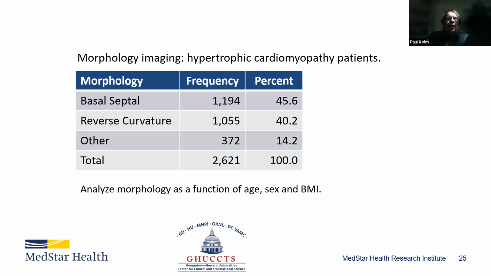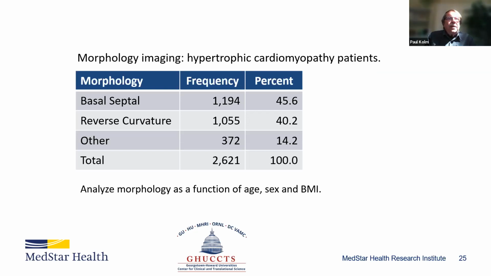So I want to go over a couple of examples, because interpretation where you have more than two categories is a little trickier. I want to use an example from our hypertrophic cardiomyopathy study, where one of the variables that we obtained from imaging was morphology of the heart. There are different categories of morphology, basal septal and reverse curvature being the two primary ones. There were several others, but I just grouped them together as others because there weren't enough in each category for a meaningful analysis. But these are obviously unordered categories.